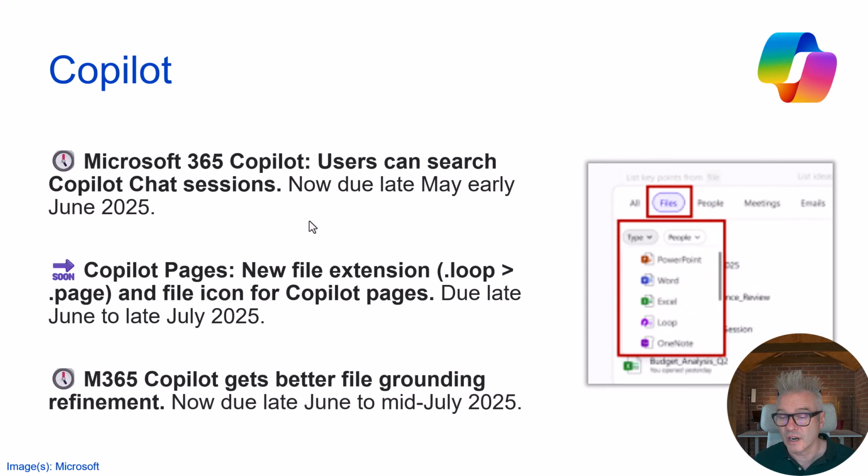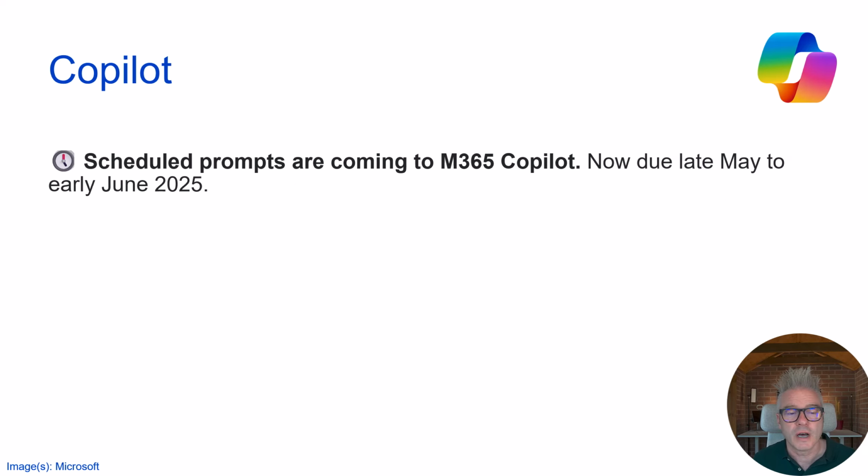Copilot gets better grounding. I apologise for this screenshot, folks. It's the best one I had, and it's making my eyes go funny. I tried to get a new one. When you're searching for files, you've just got this option here to filter by file type. So if you're looking just through your PowerPoint presentations, then you can filter just by those, or by Word, and you'll be familiar with this filter option from other parts of 365. Anyway, mid-June to mid-July.